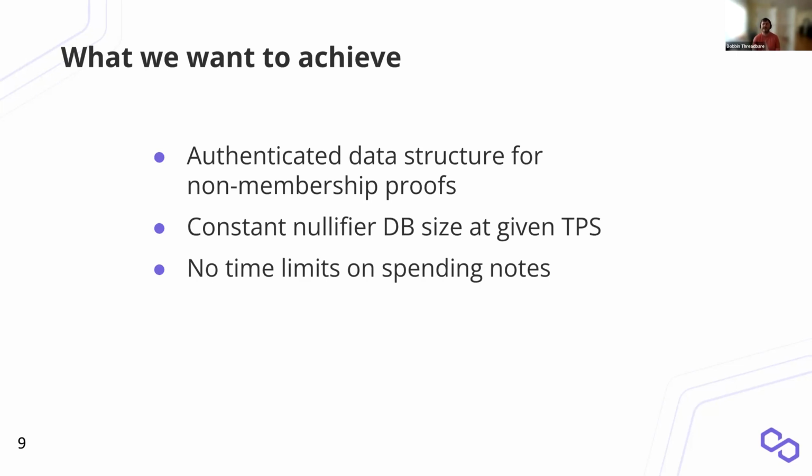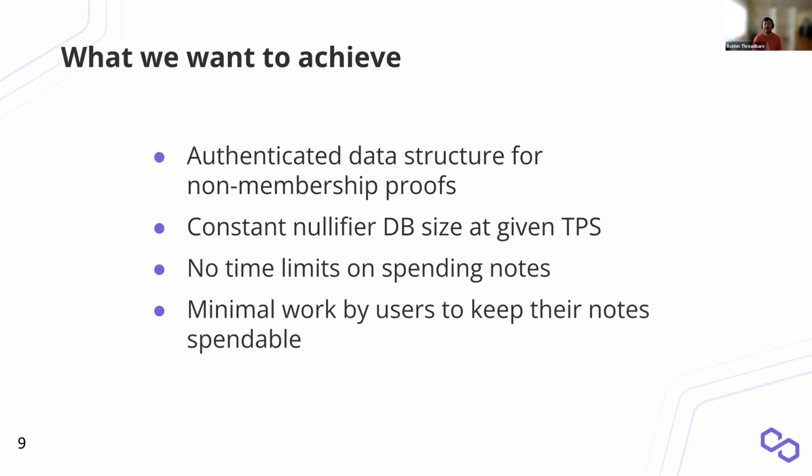The other thing we want to avoid is that we don't want to place any time limits on spending nodes. So we don't want to say, if you didn't spend your node in the last year or last month or something like that, it becomes unspendable. Regardless of when the node was generated, you should be able to spend it. We don't want to sacrifice on that. And then we also want to ensure that there is a minimal amount of work that the user needs to do to keep track and make sure that their nodes become spendable, even if they are old and things like that.